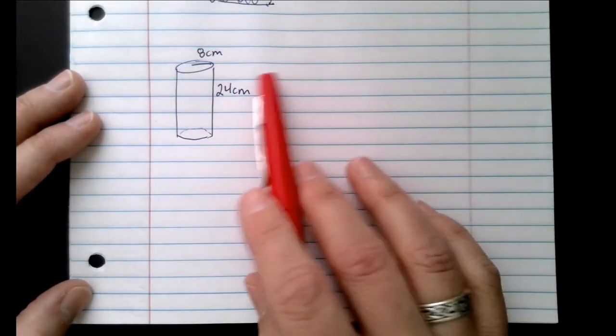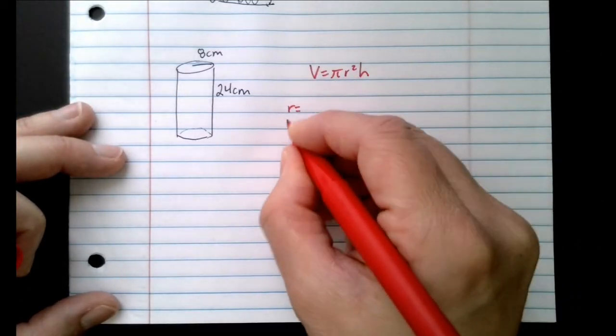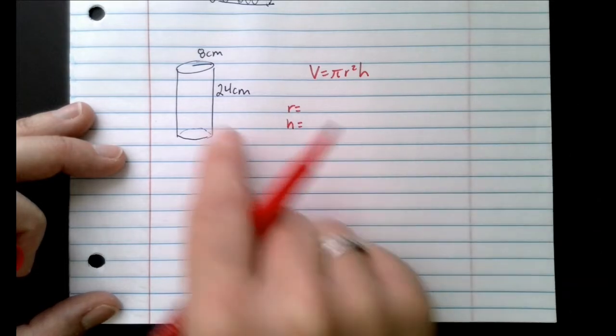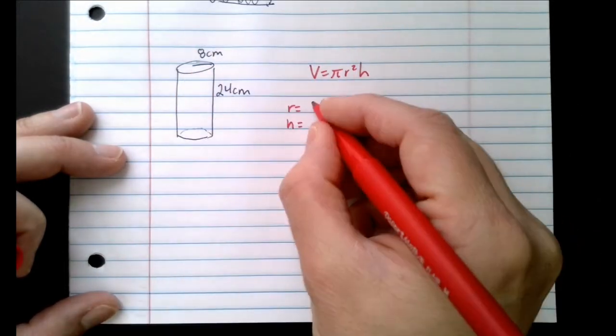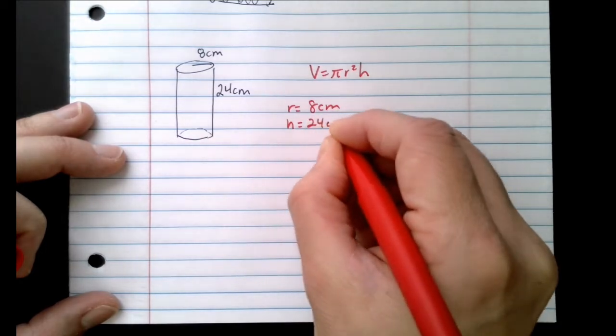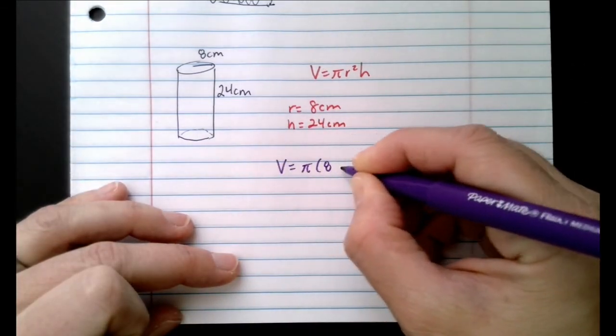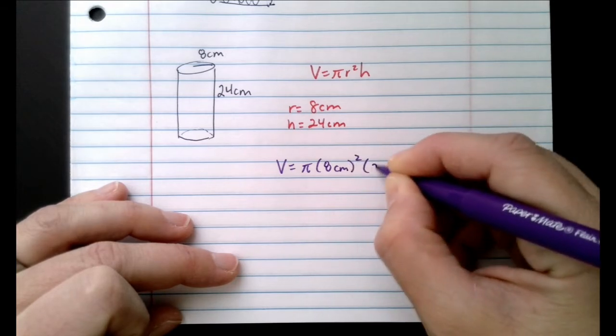Let's apply the formula and figure out the volume of this cylinder. Pi is a constant, so we need to know the radius and the height. Well, the radius is 8, and the height is 24. So the volume is pi times the radius squared times the height.